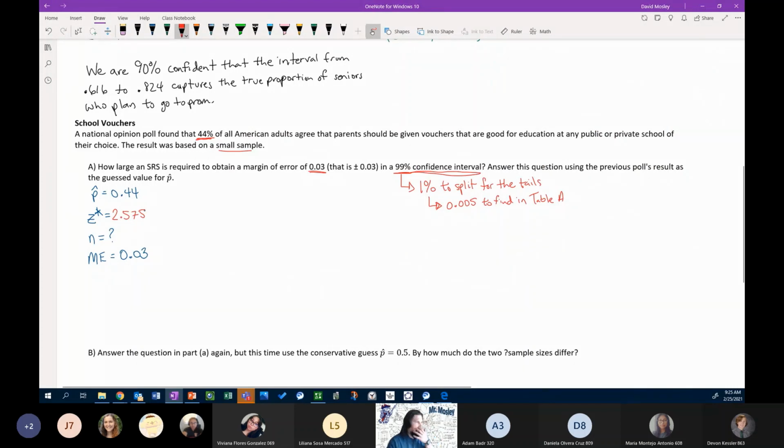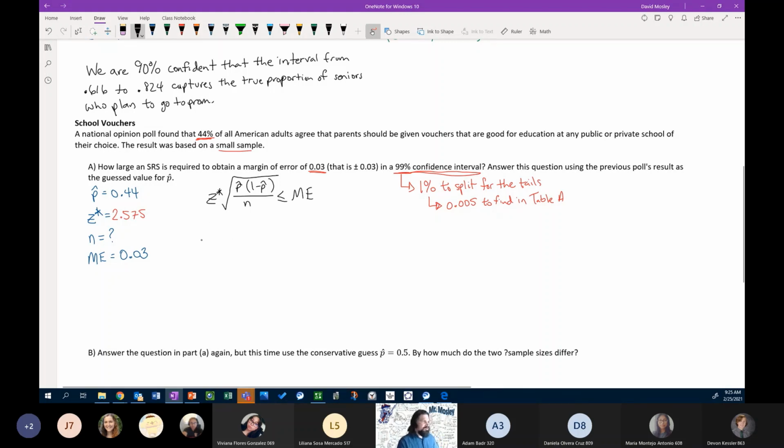All right, now we need to set up our inequality to solve this thing. So the inequality will be, we have z star times the square root of p hat times 1 minus p hat, divided by n, is less than or equal to the margin of error. This is the general form for the formula we're going to use.